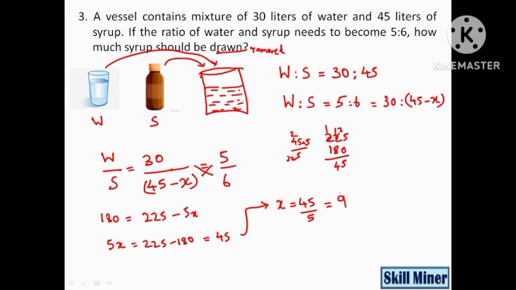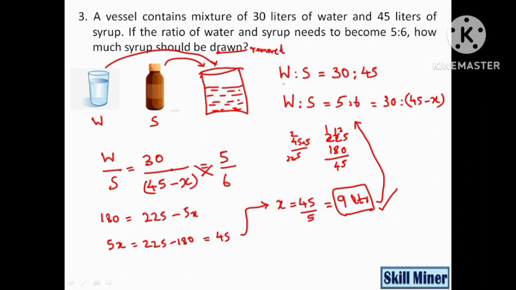So to make the water syrup ratio 5 is to 6, I need to remove 9 liters of syrup from the mixer. Okay, this is the right answer.